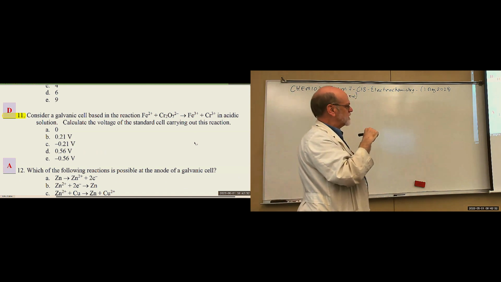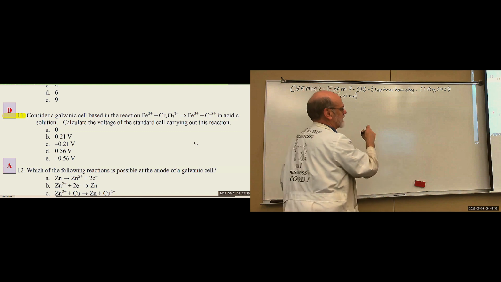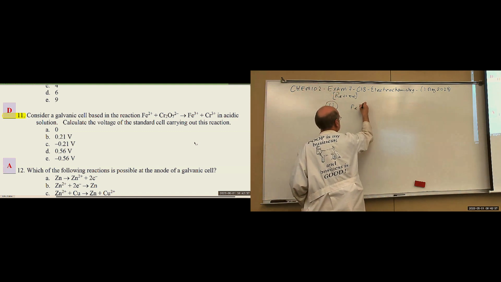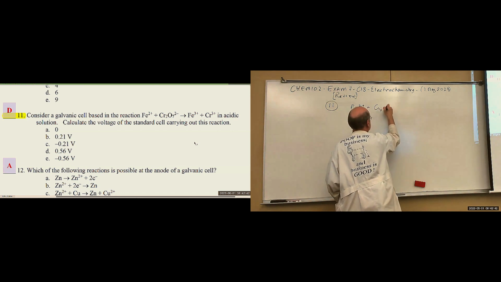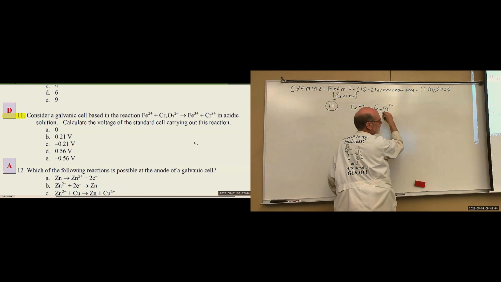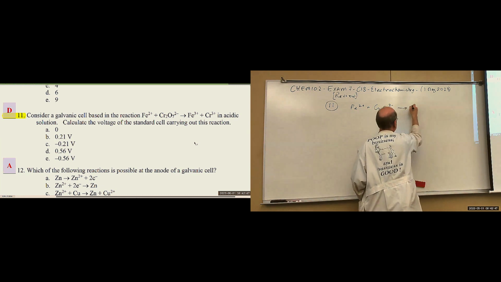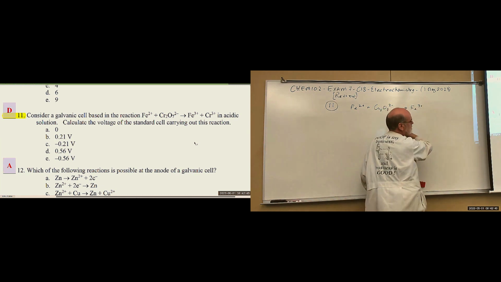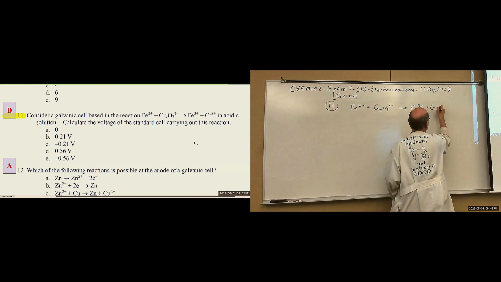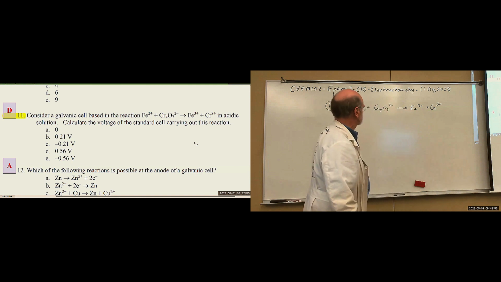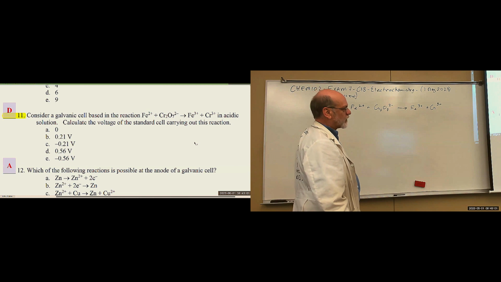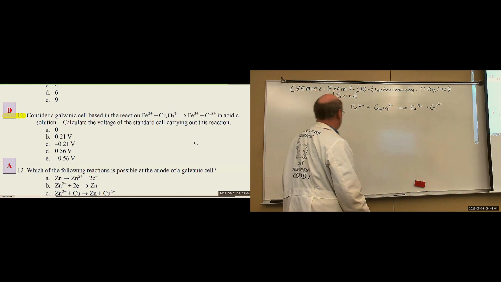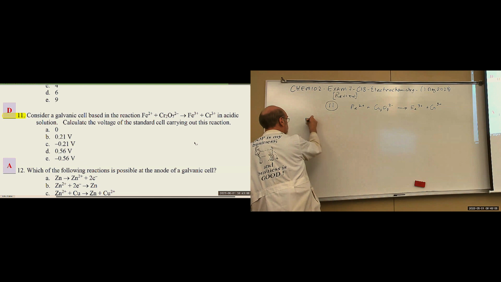Consider a galvanic cell based on the reaction Fe2+ plus dichromate Cr2O7 2- yields Fe3+ plus Cr3+ in acidic solution. Calculate the voltage of the standard cell carrying out this reaction. All right, we're just looking for this value right here.